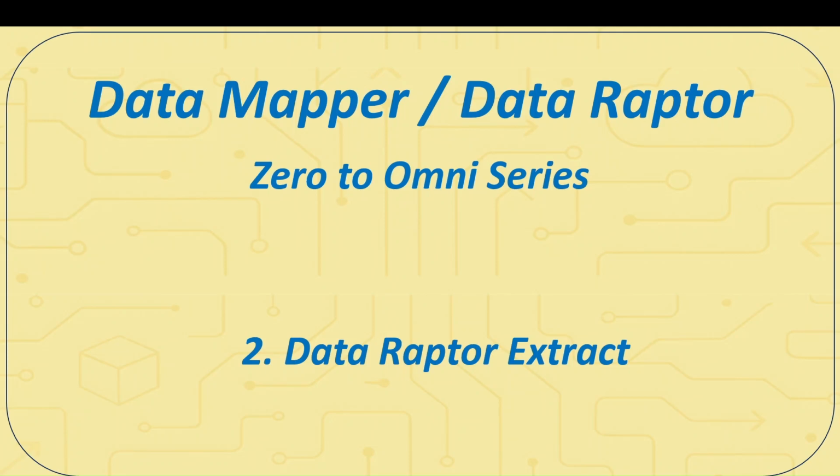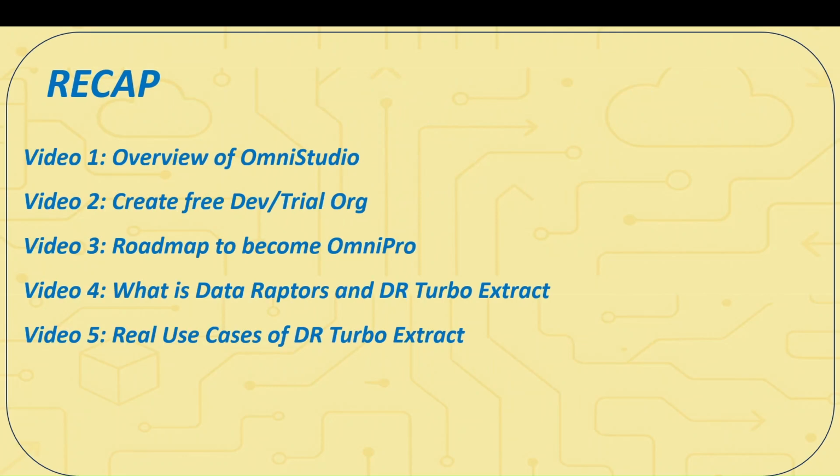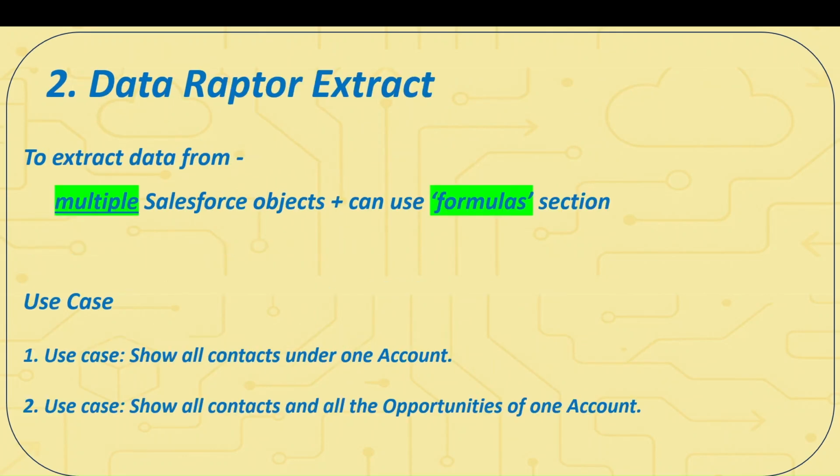In this video, let's start with DataRaptor Extract. This is a recap of previous videos that you can go through. What is DataRaptor Extract? As we know, DataRaptors are nothing but equivalent to SOQL or DML. To fetch some data, we use DataRaptor Turbo Extract or Extract. In the previous videos, we have seen DataRaptor Turbo Extract is used to fetch data from a single Salesforce object.